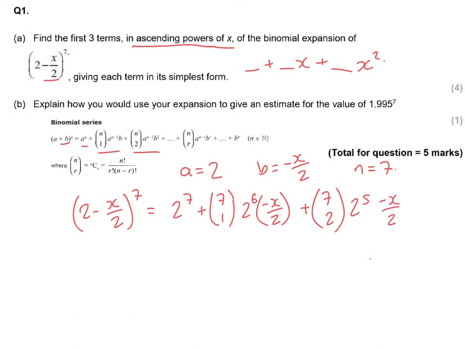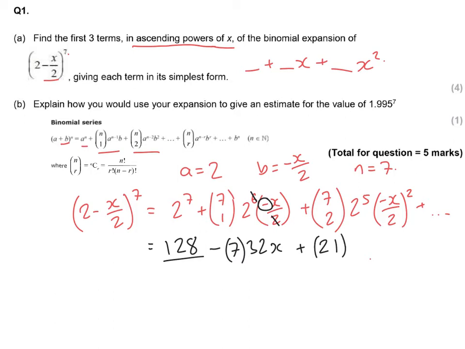So we're only doing the first three terms. This is the x squared term written down now, and we leave the rest. 2 to the power 7 is 128. Now we have a negative x, so we're going to put the negative in. I'm going to sort out the 2's first, and then 7 choose 1 is 7, so I'm not going to do the full calculations. 7 choose 2 is 21.